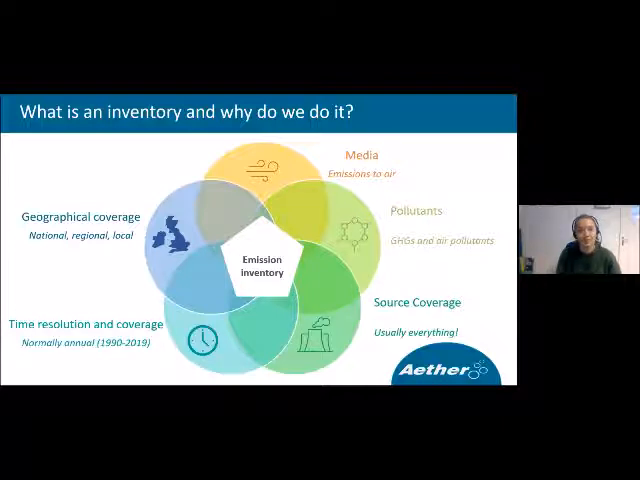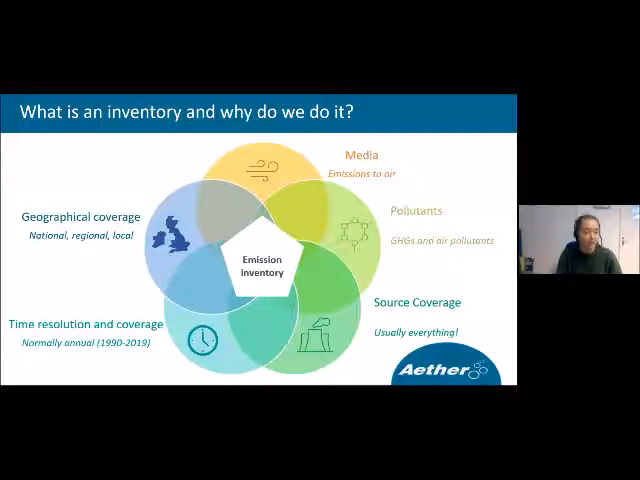So obviously we can do a national inventory on air pollution for the UK, but we can also do more regional and local ones. We could do an emission inventory for the city of Leeds, for example.